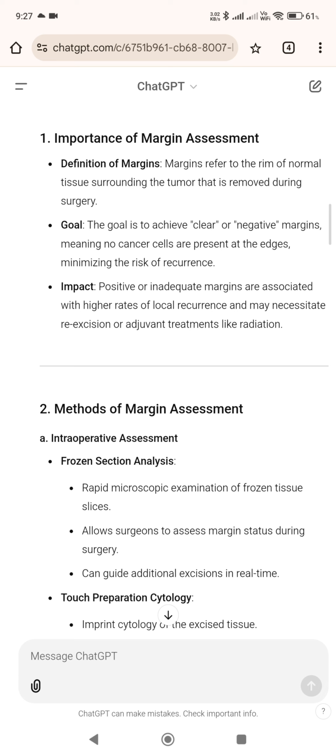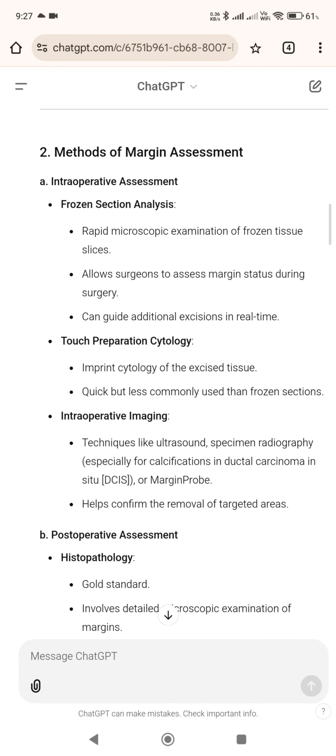2. Methods of margin assessment. A. Intraoperative assessment. Frozen section analysis. Rapid microscopic examination of frozen tissue slices. Allows surgeons to assess margin status during surgery. Can guide additional excisions in real time. Touch preparation cytology. Imprint cytology of the excised tissue. Quick but less commonly used than frozen sections.